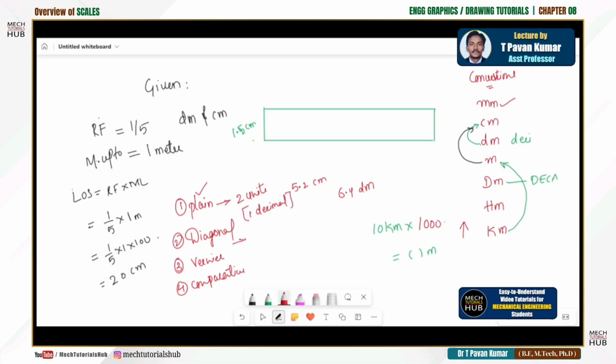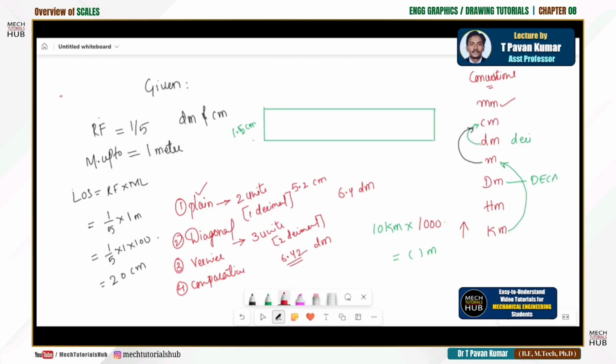Similarly, coming to a diagonal scale, I can measure up to a minimum of 2 decimal points. For example, 6.42 decimeters means 6 decimeters, 4 centimeters and 2 millimeters. Means I am trying to see all the subdivisions, subunits also. Keeping this in mind, we'll try to construct a scale now. Coming back to vernier and comparative, I will discuss them in the upcoming lectures. Okay. Now let me divide this scale.